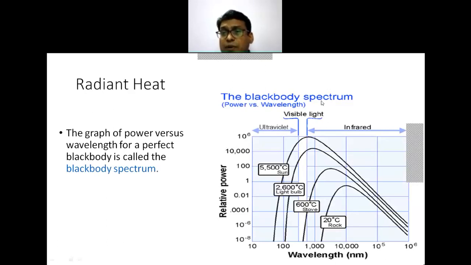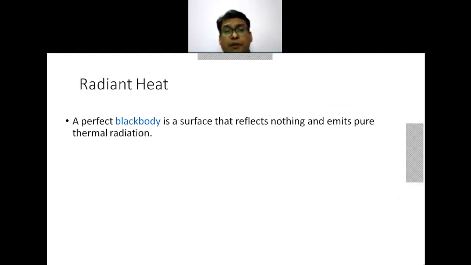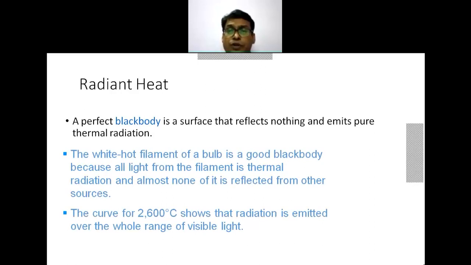Now the black body spectrum. This is our visible light region, infrared region, ultraviolet light region. The graph of the power versus the wavelength for a perfect black body is called the black body spectrum. The perfect black body is a surface that reflects nothing and emits pure thermal radiation. There is no reflection, and it emits pure thermal radiation only.